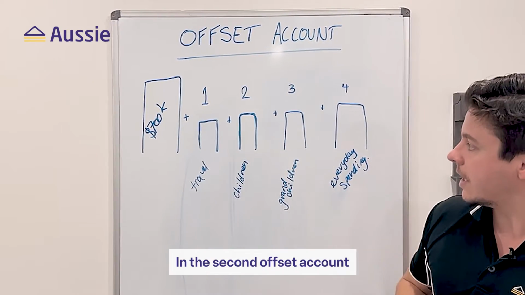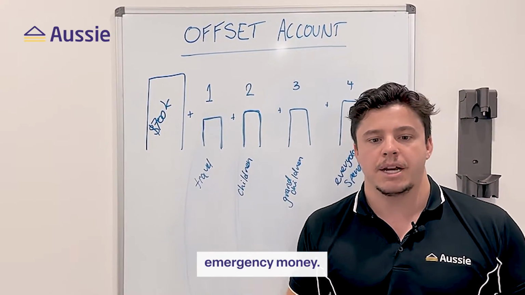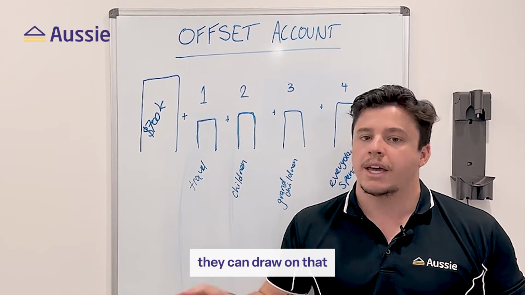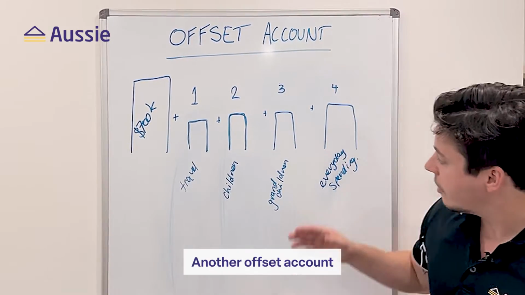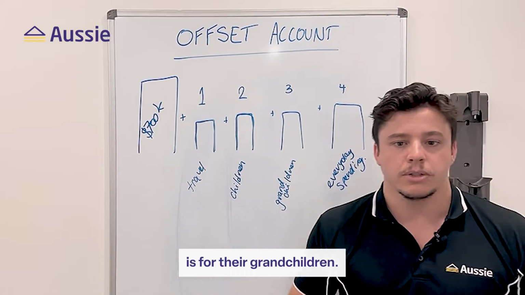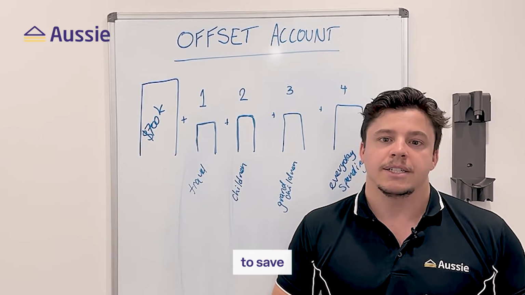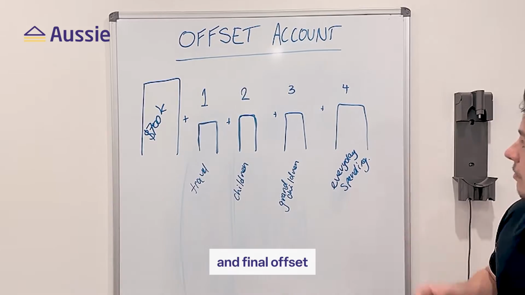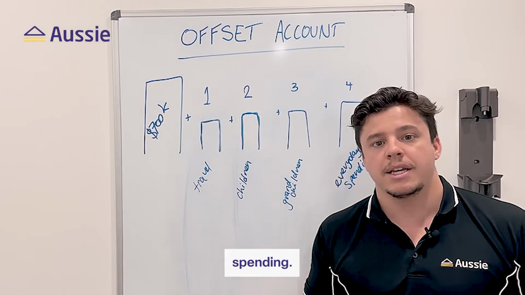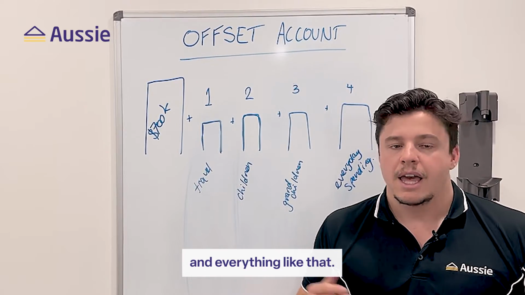In the second offset account, they've got a children account, which is basically emergency money. If anything happens to their children, they can draw on that and then they can help out their children if needed. Another offset account they've got is for their grandchildren. So that's kind of an education bucket, so they can put money away to save for their grandchildren's school fees in the future. And then the fourth and final offset account is for everyday spending. So that's where they put their bill money in, they have their groceries in, everything like that.